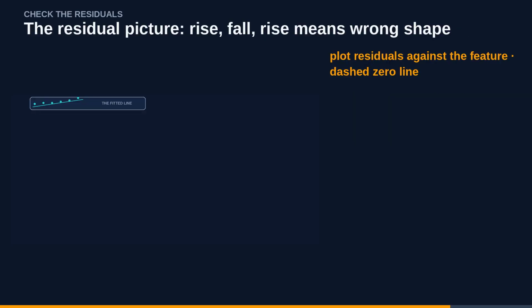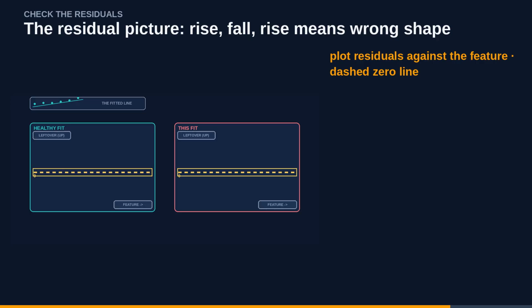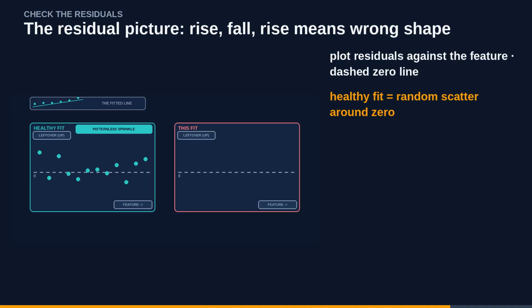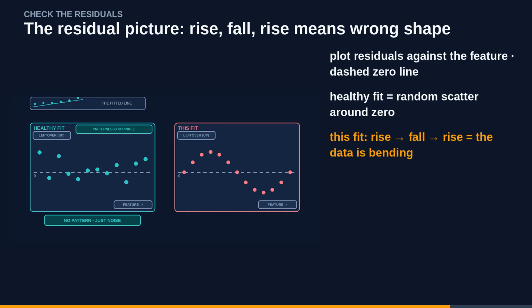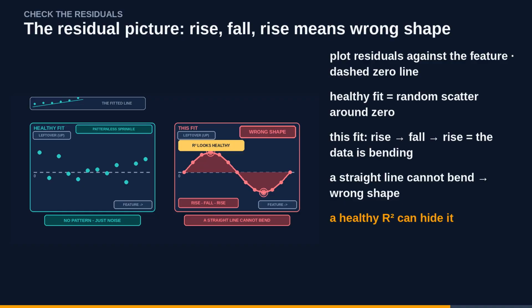So make the picture one number cannot make. Plot the residuals themselves, one dot per flat, the feature across the bottom, the leftover up the side, and a dashed 0 line where a perfect guess would sit. A healthy fit scatters its residuals randomly around that 0 line, no pattern, just noise. But watch this fit. The residuals rise, then fall, then rise again as the feature grows. That wave is the data telling you it bends, and a straight line cannot bend. The line is the wrong shape for this data, no matter how healthy the R² looks.